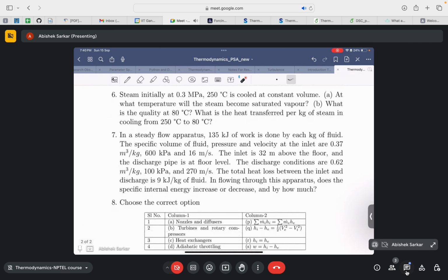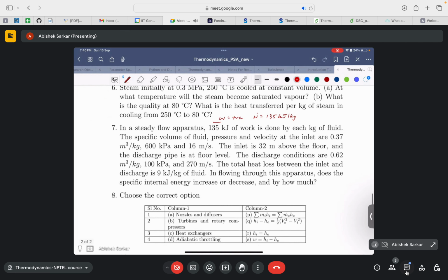In a steady flow apparatus, 135 kilojoule of work is done. Check the units. It's kilojoule of work, so it is total work rather than work done per unit mass. So 135 kilojoule of work is done by each kg of fluid. Work is done by the system, so it is positive. So we will have w dot as 135 kilojoule per kg. This is a trick for finding w dot. So w dot would be 135 kilojoule per kg.